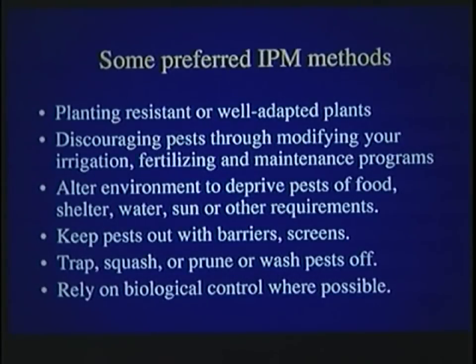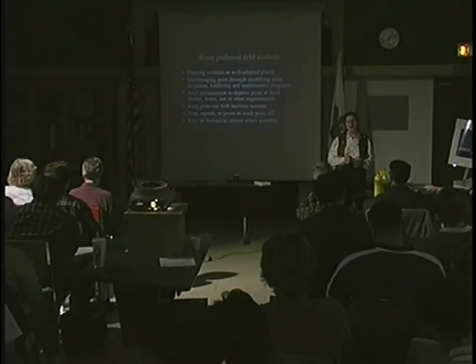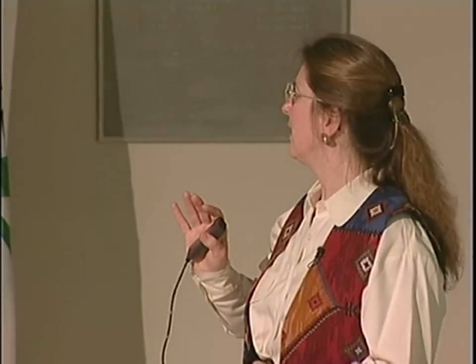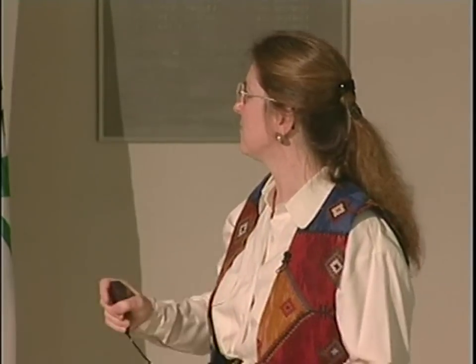Altering the environment to deprive your pests of food, shelter, and water. We talked about the cockroach example, and there are many examples for altering the environment to deprive the pests of shelter and water and food. Well, for instance, take snails and slugs. That's a real habitat management issue. You create a habitat that snails and slugs like. You know what snails and slugs like. They like a lot of moisture. They like that sprinkler irrigation that you put on every morning for 15 minutes.